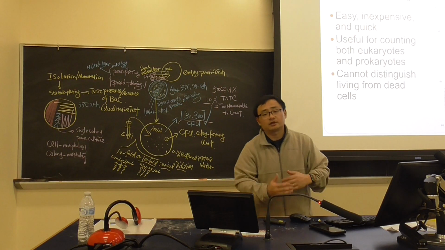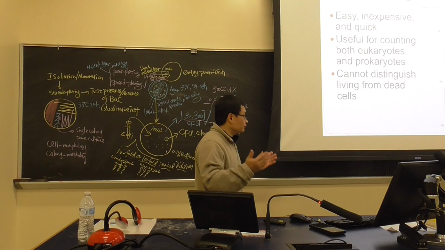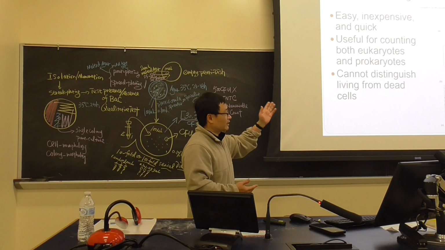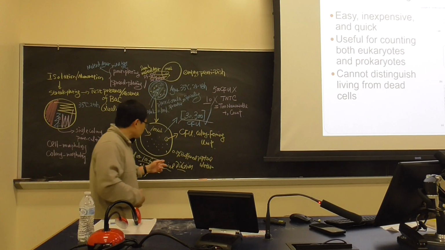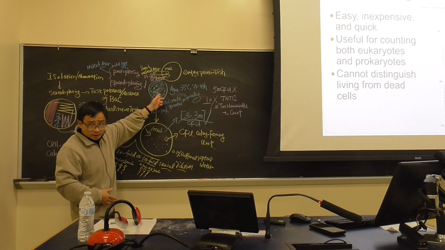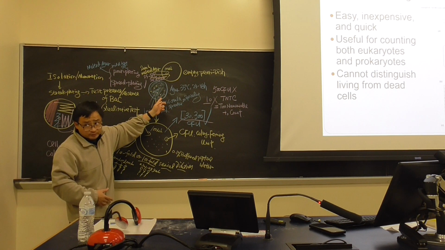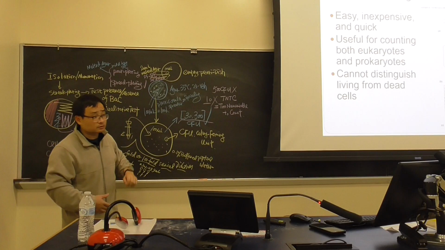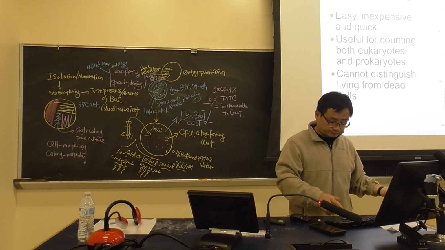However, what is the disadvantage? You cannot differentiate live cells and dead cells, because everything is there. With spread plating, the colonies are viable. Those are live cells. Dead cells will not show up. By using the chamber, you will not know live or dead cells.